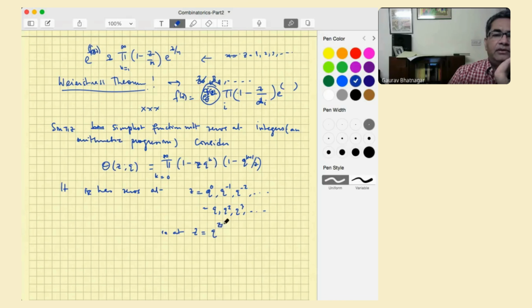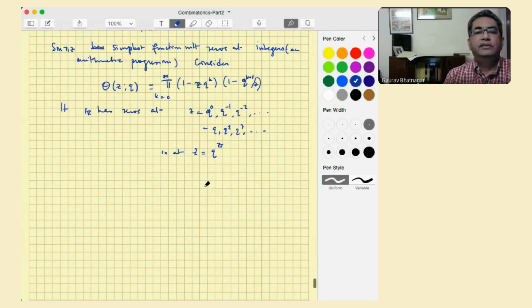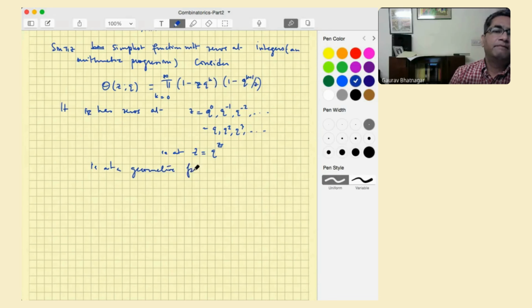q raised power all the integers. So it's the simplest function. I mean, it looks like sine function, except that it has zeros at a geometric progression rather than, i.e., at a geometric progression. I mean, you can see why somebody like Euler or Jacobi or anybody would be interested in this, right?